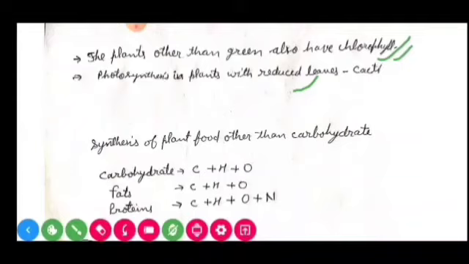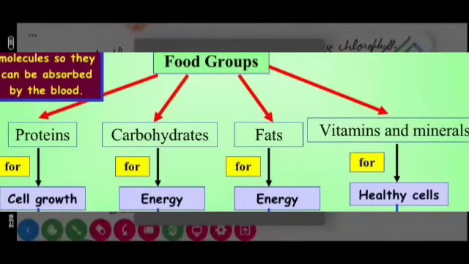Now, plants not only prepare carbohydrate, they also synthesize other nutrients: carbohydrates, fats, proteins, vitamins. Carbohydrate is made up of carbon, hydrogen and oxygen, fat is made up of carbon, hydrogen and oxygen, protein is made up of carbon, hydrogen, oxygen and nitrogen. About these food components you may have studied in class 6: protein helps in growth, carbohydrates and fats are energy giving food, vitamins and minerals protect from diseases.